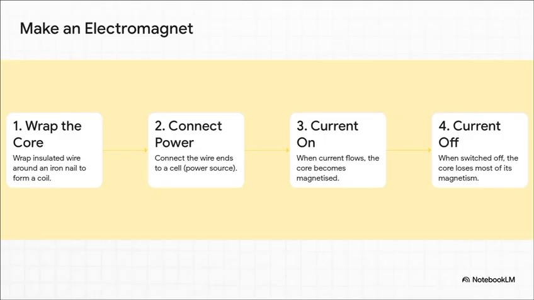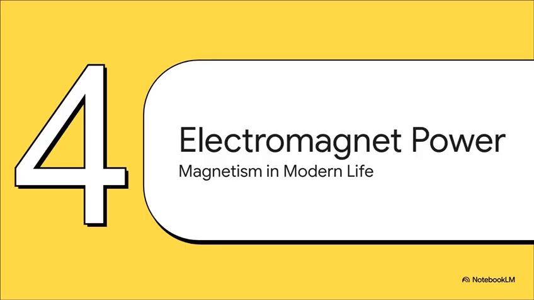You could literally do this at home. Just take some insulated wire, wrap it tightly around an iron nail, and hook up the ends to a battery. The second the current starts flowing, poof, the nail becomes a magnet. And just as easily, you disconnect the battery, the power's gone, and so is the magnetism. It's like magic.